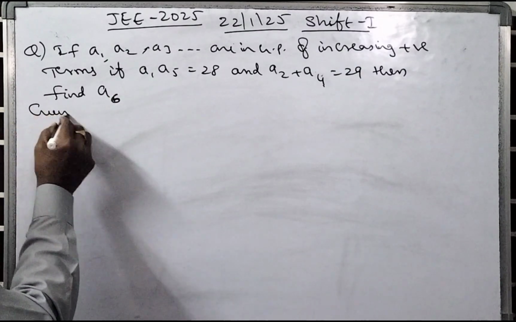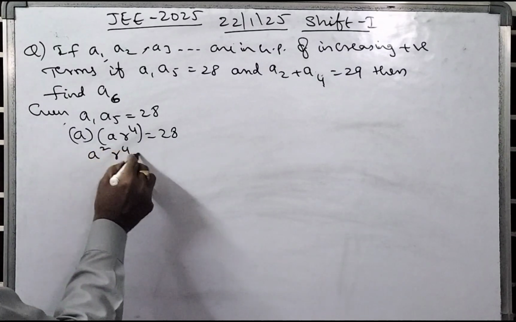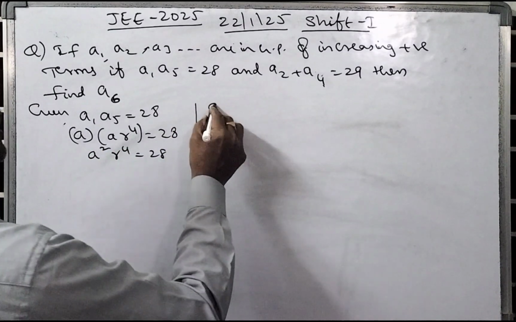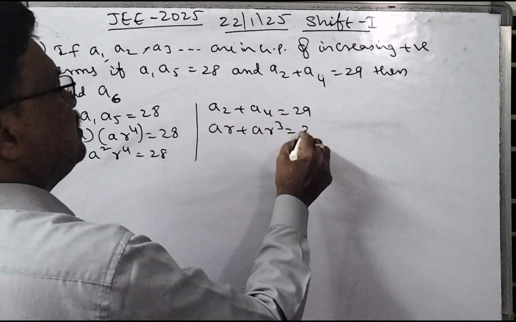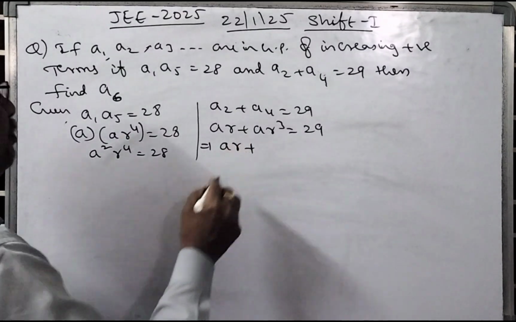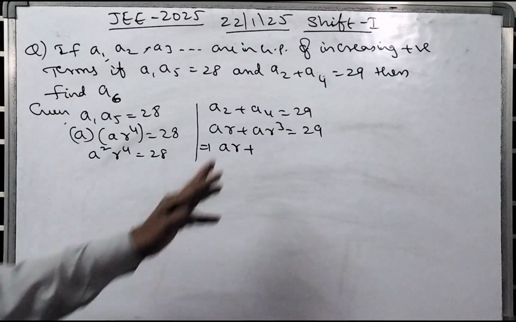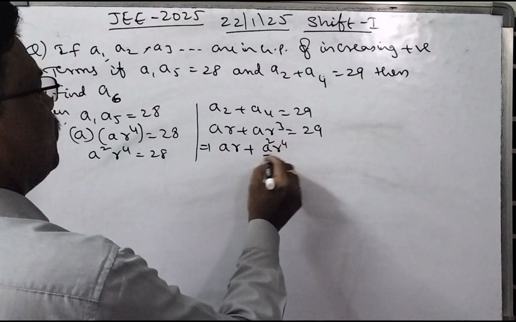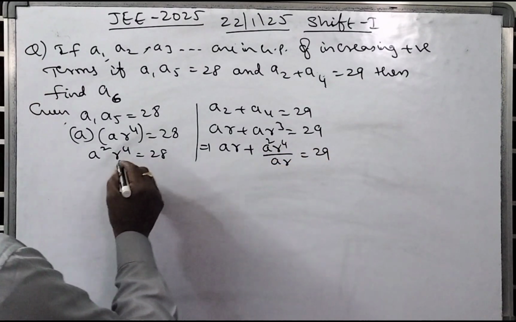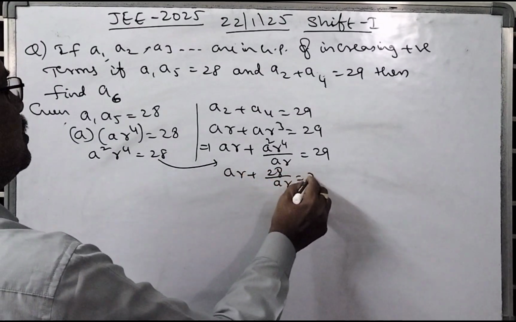Given A1 A5 is equal to 28, A1 is A, A5 is AR power 4, so A square R power 4 is equal to 28. Coming to A2 plus A4 is equal to 29, that is AR plus AR cube is equal to 29. Now you have to solve these two equations, but solving is a little bit complicated, so you have to go logically. I am multiplying and dividing with AR. So A square R power 4 by AR is equal to 29. Substituting the value of A square R power 4, AR plus 28 by AR is equal to 29.